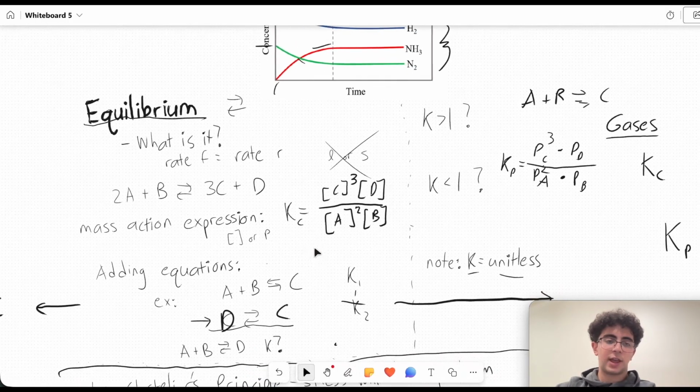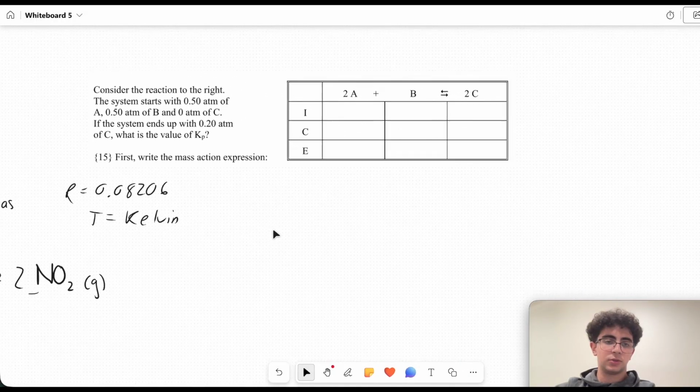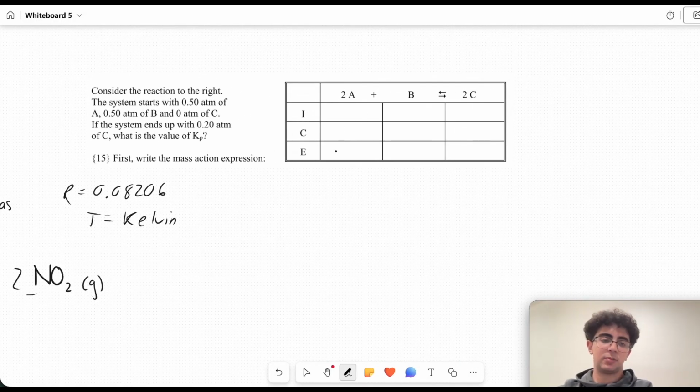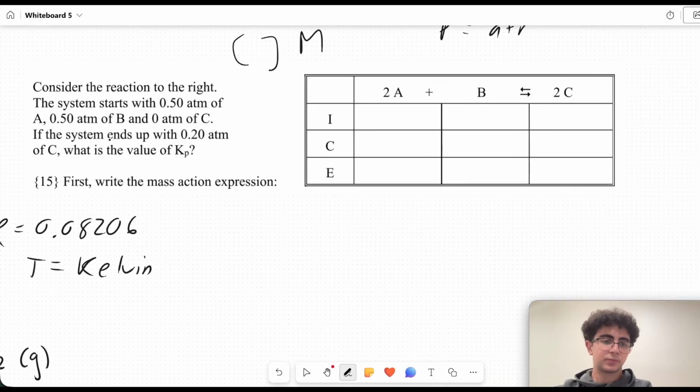Moving on, let's see how to actually solve an equilibrium problem. So let's do this one, for example. Again, it can be with concentration, molarity, or it can be with pressures as ATM. So in this problem, we have pressure, ATM, and it says, consider the reaction to the right. System starts with 0.50 ATM of A.